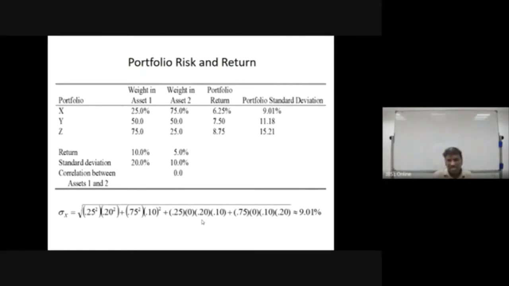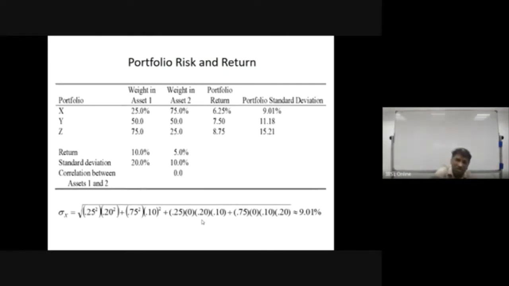If you have a structure like this, Z, you end up with a much higher return, but again a higher risk. So as a risk manager, you can decide within your tolerance limit what is the best possible portfolio I should structure, asset one, asset two. Whether it's 25-75, 30-70, 40-60, 60-40, 70-30, 80-20, 20-80. You can decide if it is within your tolerable limit. So that's the importance of risk.